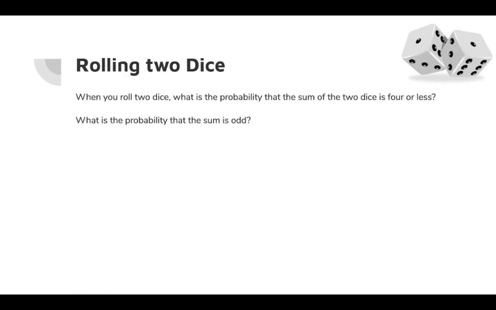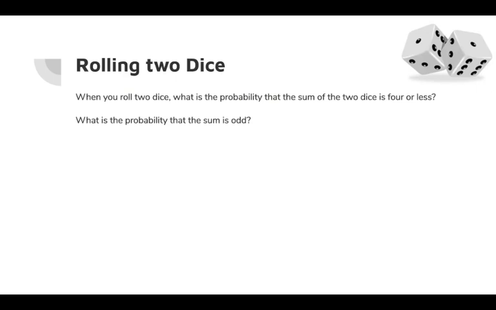So with the first one, rolling two dice. Okay, so I have a question here. When you roll two dice, what is the probability that the sum of the two dice is 4 or less? And then a second question, what is the probability that that sum is odd? So a couple of ways to look at this.